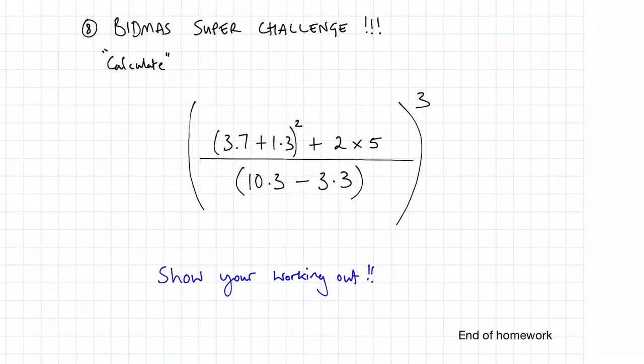Now this is the last part of the homework. It says BidMaths Super Challenge. You'll see the question looks fairly complicated. Actually the answer at the end isn't too bad, as long as you're willing to just take your time, follow BidMaths for the numerator and the denominator, and then calculate, remembering to do this right at the end, because it's all these brackets that get done first before you do this bit. That's it. Show your working out on the way to a final answer there. If you do get stuck, please come and see me. That's it.